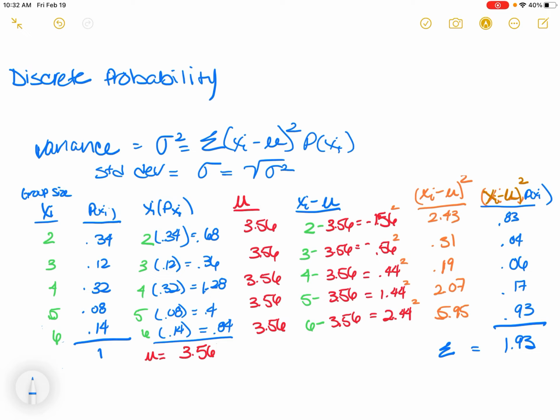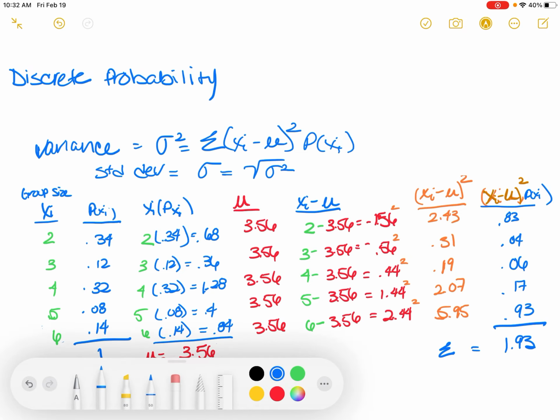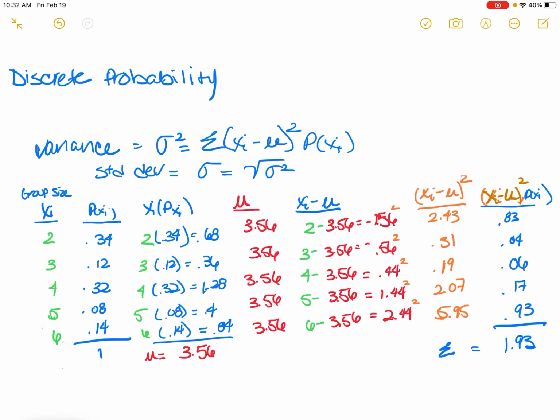All right, so let's talk about how I got this. If we go back to the group size example that we had before, and I'm going to change my pen color once again. We talked about the mean. So we found that in the previous video, we found the mean. So now we know the mean is the same across the whole sample. The mean is 3.56.